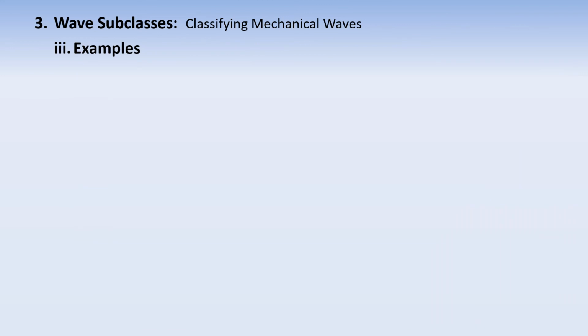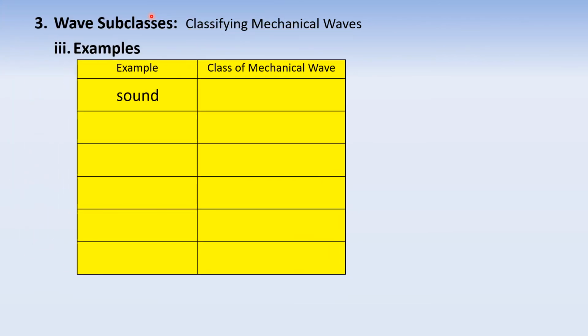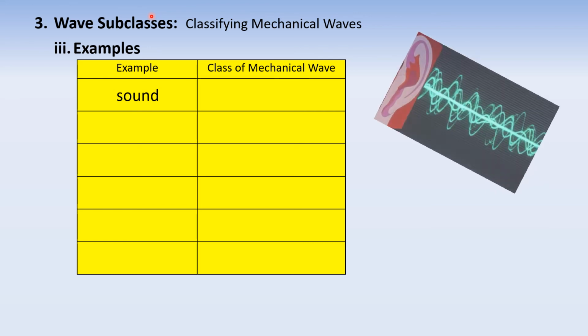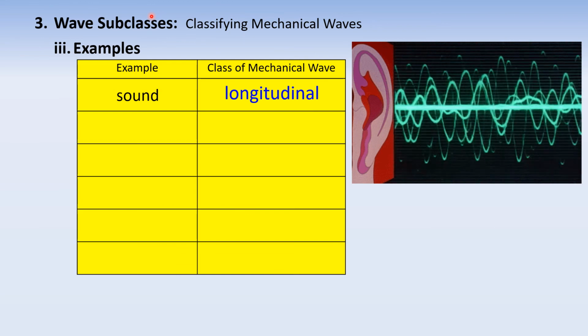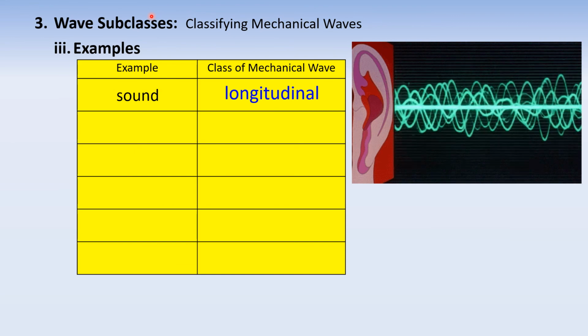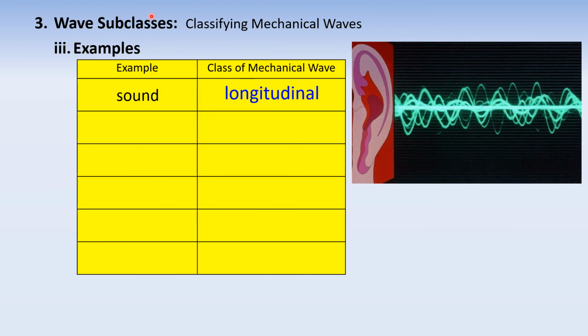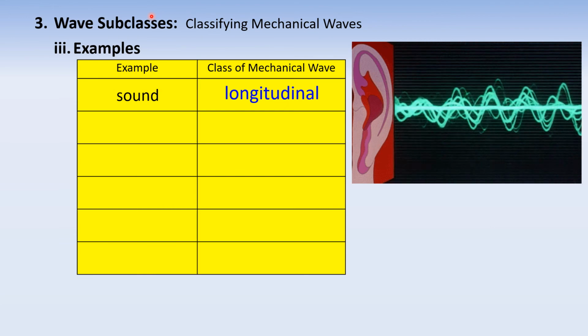So let's take a look at some more examples of the various subclasses of mechanical waves to see how the medium or the particles in the medium move in comparison to the direction that the wave or the energy moves. We'll start here with a sound wave. Sound waves are longitudinal waves. The particles in the medium, whatever medium that may be, will vibrate or oscillate in a direction that is both parallel and anti-parallel to the direction that the energy or the wave travels.